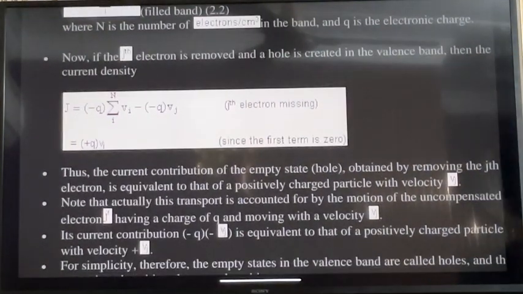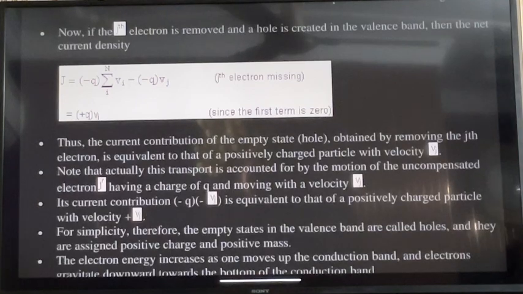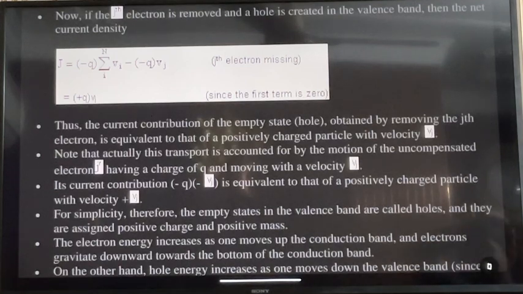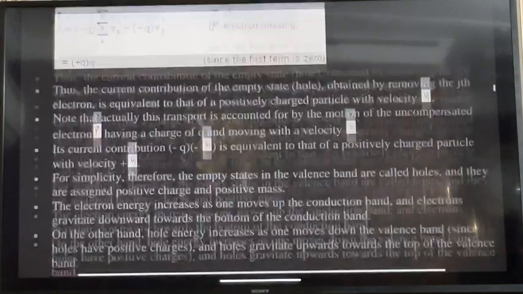Thus, the current contribution of an empty state hole obtained by removing the jth electron is equivalent to that of a positively charged particle with velocity vj. Note that actually this transport is accounted for by the motion of the uncompensated electron j prime having a charge of minus q and moving with velocity vj. Its current contribution, minus q times minus vj, is equivalent to that of a positively charged particle with velocity plus vj.